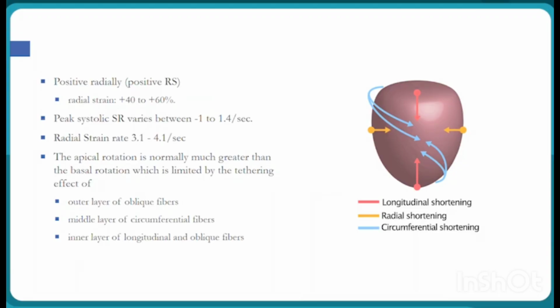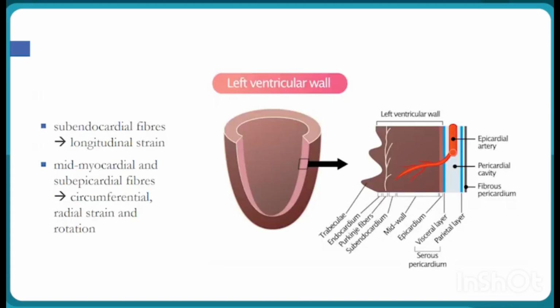The radial strain is positive. It's usually in the range of plus 40 to plus 60%. The peak systolic strain rate varies between minus 1 to minus 1.4 per second. Radial strain rate is around 3.1 to 4.1 per second. The apical rotation is normally much greater than the basal rotation, which is limited by the tethering effect of the outer layer of oblique fibers, the middle layer of circumferential fibers, and the inner layer of longitudinal and oblique fibers. So the apical rotation can also be studied with rotation.